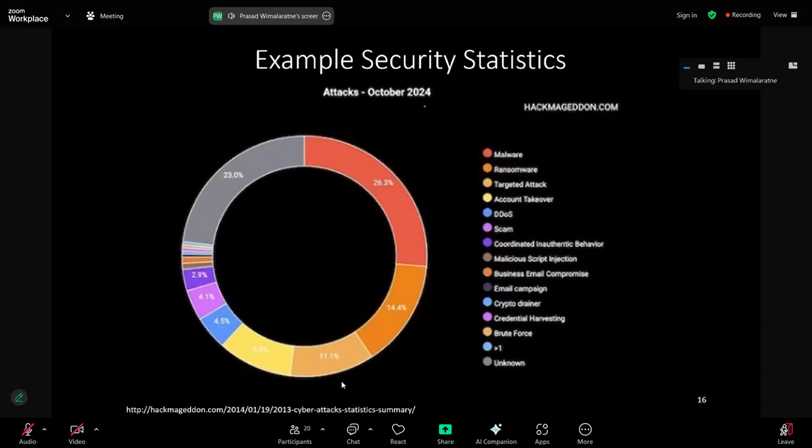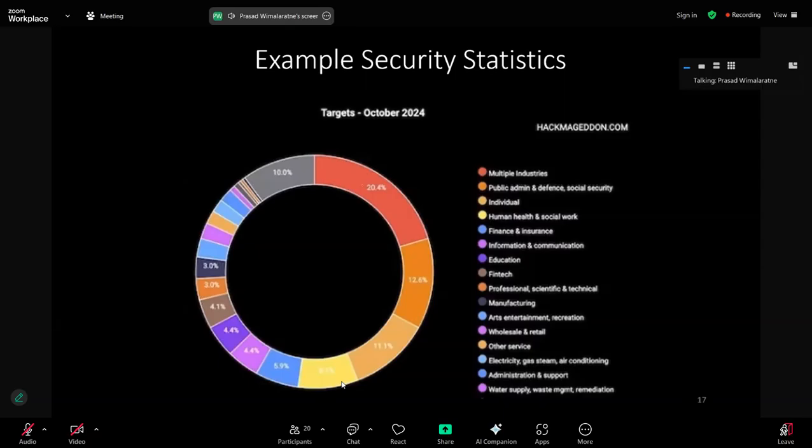So this is October 2024 from this site. Attacks from different perspectives, malware to ransomware, targeted attacks, DDoS, scams, and various types of the top 10 most frequently occurring attacks actually. So we can see the percentage, for example, malware taking 26%, and then ransomware 14%, likewise. So this is just to get an understanding of the gravity of the problem.